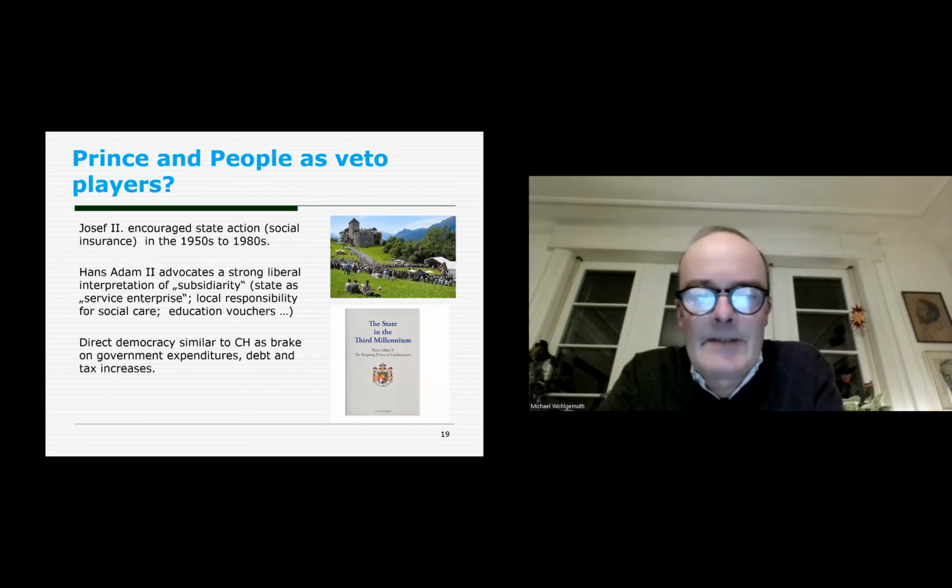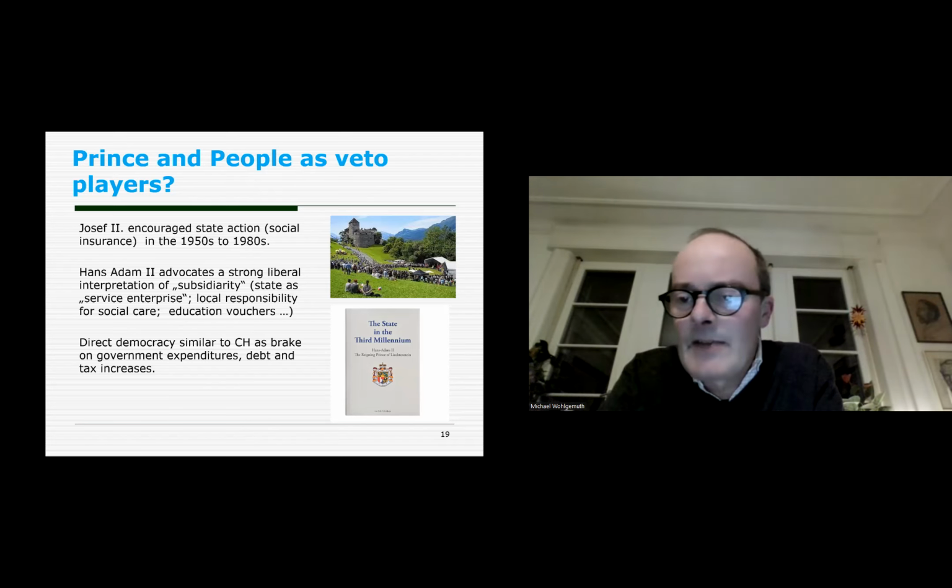One perhaps even last aspect I want to address is the prince and the people. As I said, these are the bearers of the state powers. That's how it stands in the constitution. And if you look at the history, the former Prince of Liechtenstein, Joseph, he very much encouraged state action, and the people didn't want to have unemployment assurance and lots of health insurance.